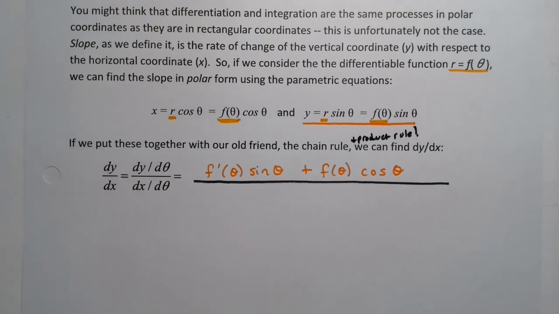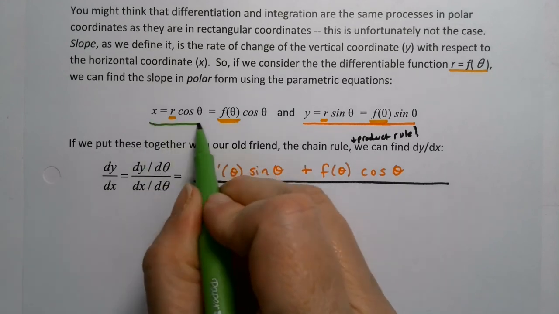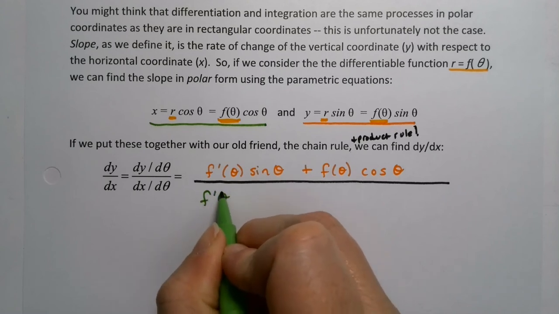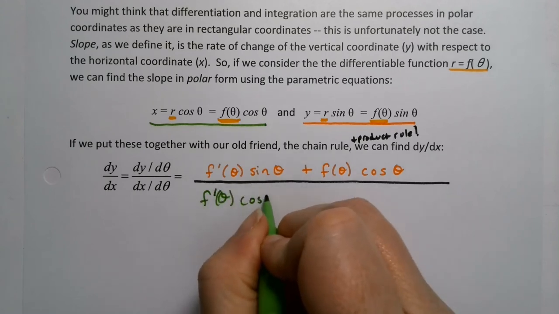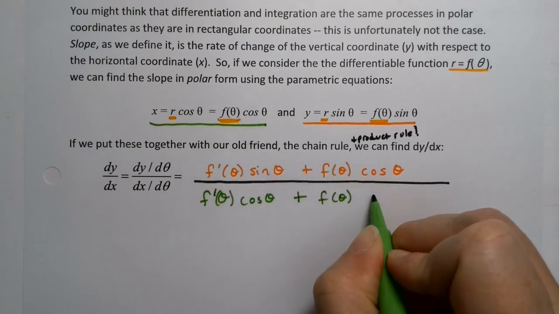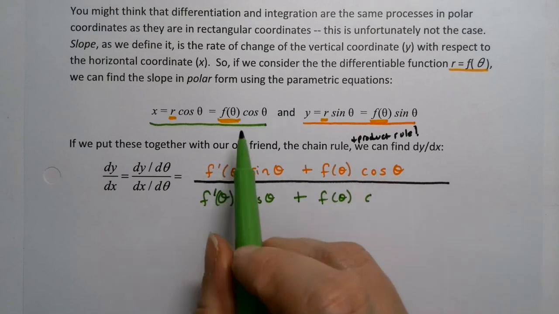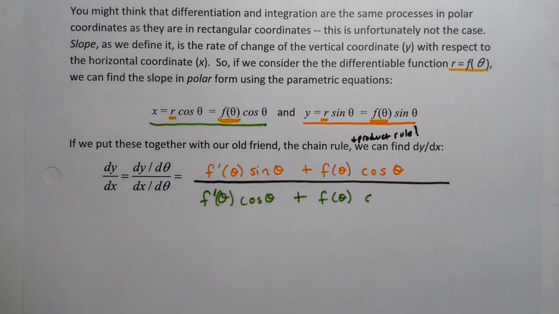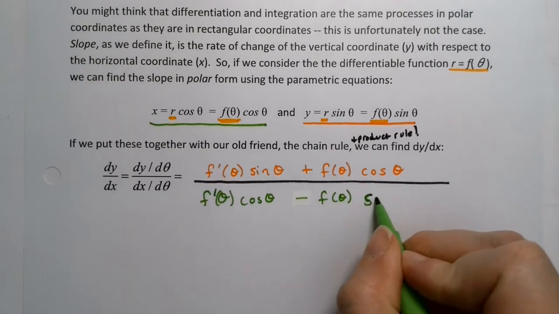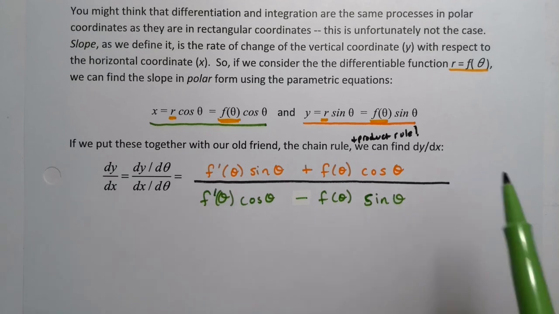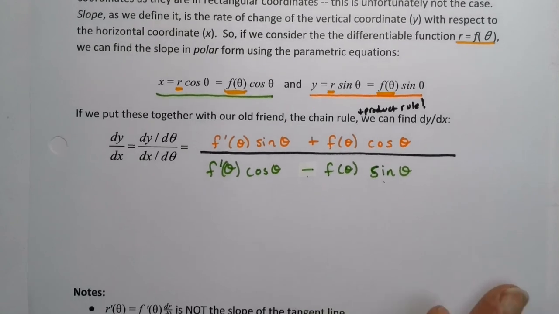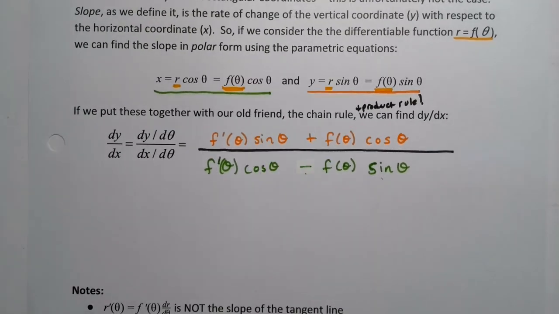All right, so then for the x portion, it would be f prime of theta times cosine of theta, right? Take the derivative of f, leave the cosine alone, plus leave the f of theta alone, and then the derivative of cosine is negative sine. Oh, negative sine, so that means that I'll have to subtract here. Right? Derivative of sine is cosine. Derivative of cosine is negative sine. This will be the slope of any polar curve's tangent line.